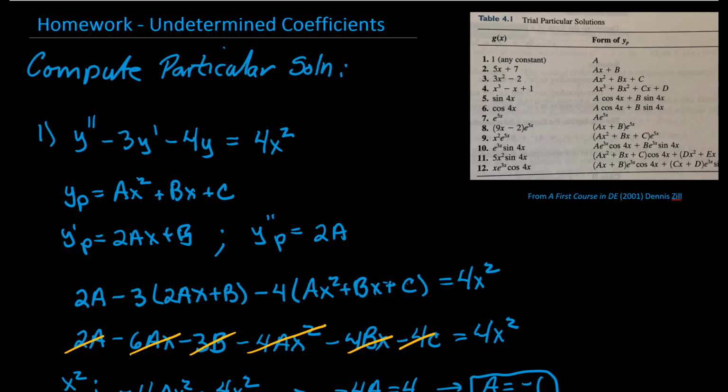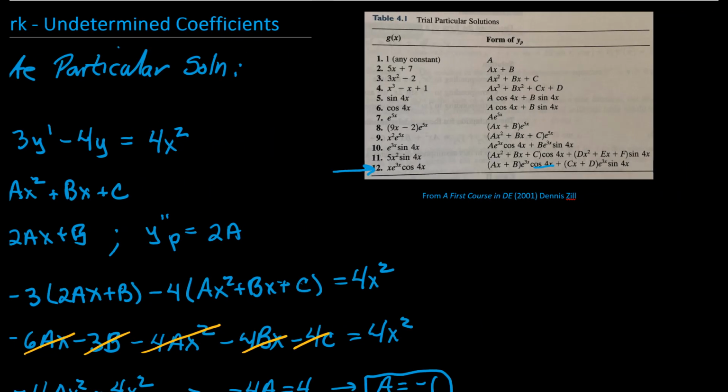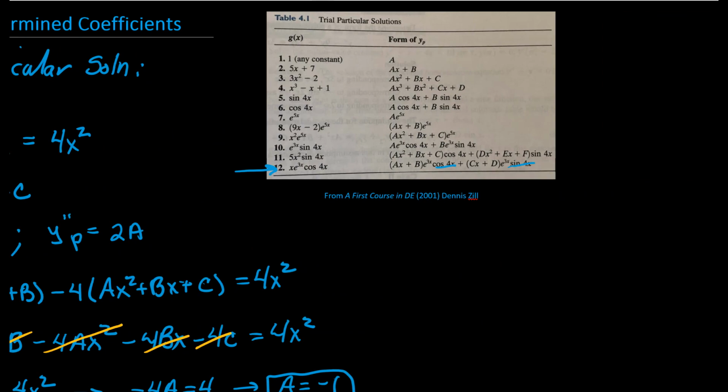Well, as I'm looking for an x e to the 2x, or some form of x times e to something or other, I'm not exactly seeing anything right there. The one that comes closest to it is this one right here. But notice this also has a cosine and a sine. Okay, so I really don't need the cosine. I really don't need the sine.